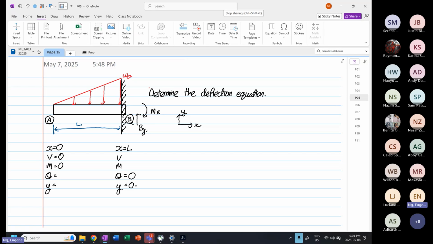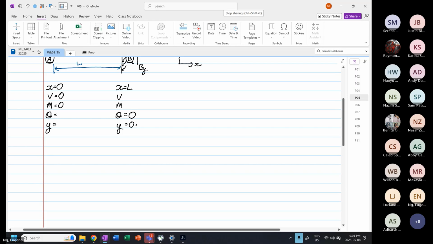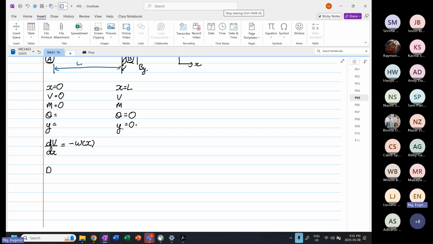Okay. So the next thing that we will want to do now is we want to get dv over dx is equal to minus omega as a function of x. Before we know that, we have to determine what omega as a function of x is equal to.